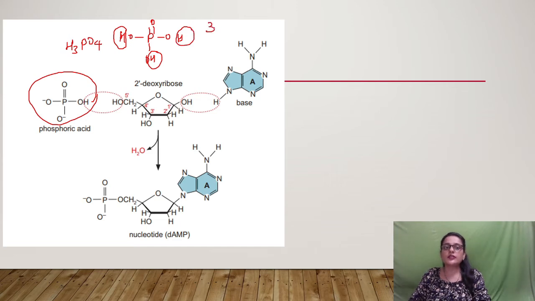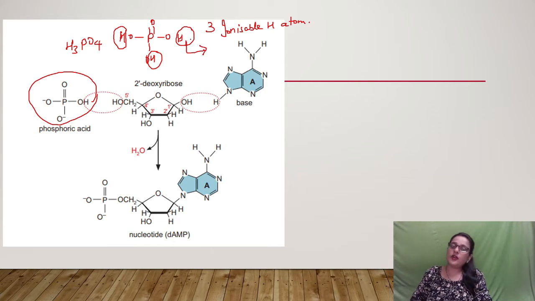These are the 3 ionizable hydrogen atoms. Why do we call them ionizable hydrogen atoms? Because they can easily leave this molecule, and it can react with other molecules to form a bond. See over here, as you can see, this H, let me rub this one.